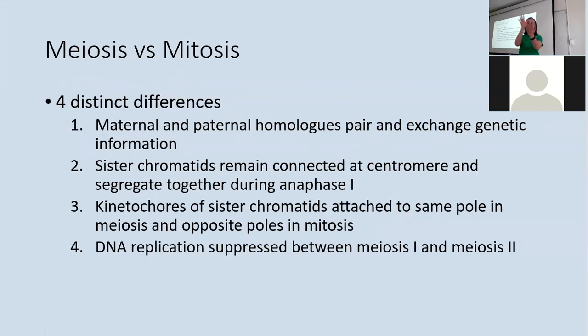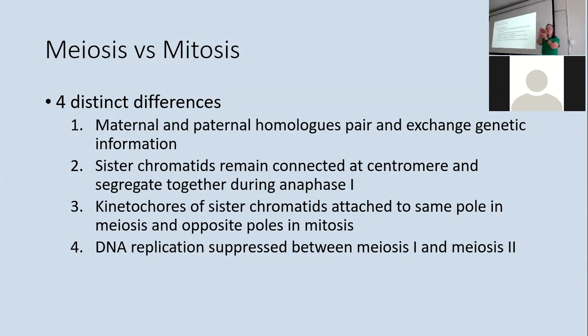Maternal and paternal copies of each chromosome pair up and exchange genetic material between each other. In meiosis I, specifically anaphase I, the sister chromatids of each chromosome remain together, connected at the centromere. And so the entire X shape of the chromosome is moved to one or the other of 2 new cells. Sister chromatids remain connected at the centromere in anaphase I. They will not in anaphase II.